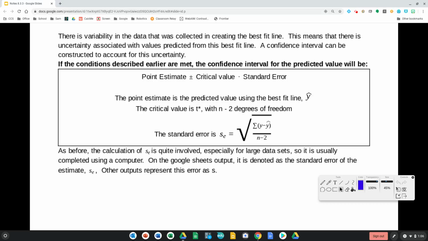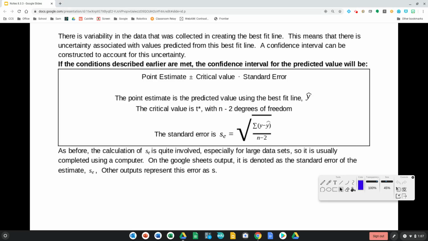Now, that's a complicated calculation. Imagine if we had to do that for 100 points, that would take us a long time. So again, this is going to be a value that we normally get off of a computer. And on our Google Sheets output, it is the one that's next to that r squared value.